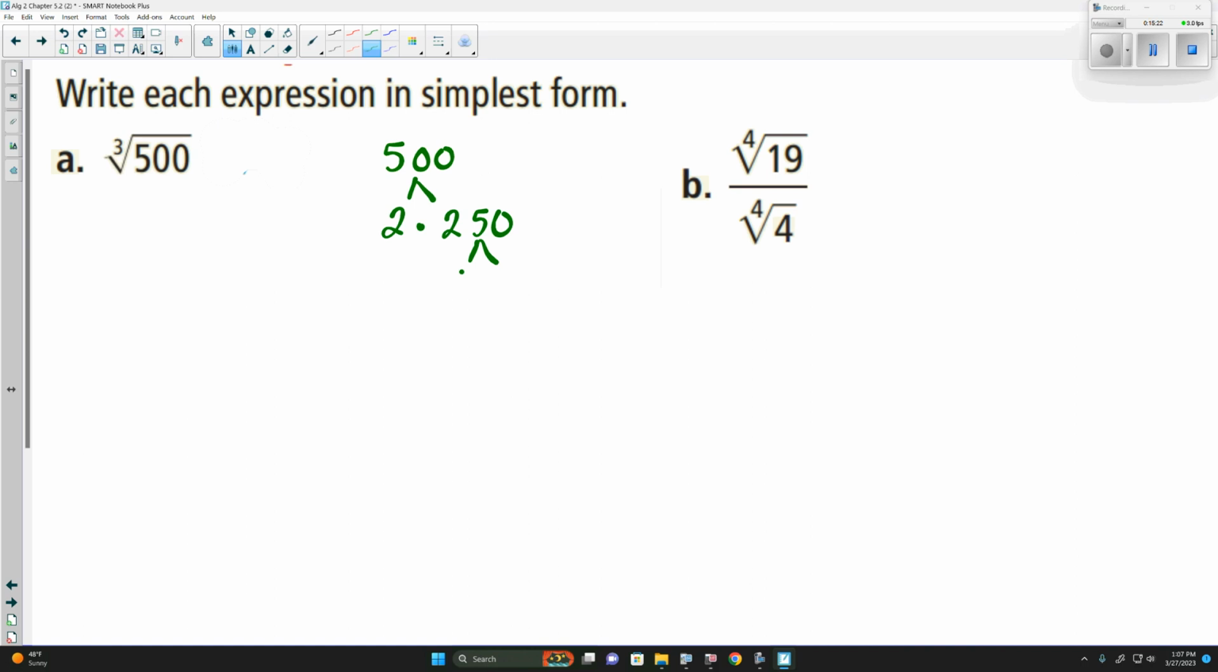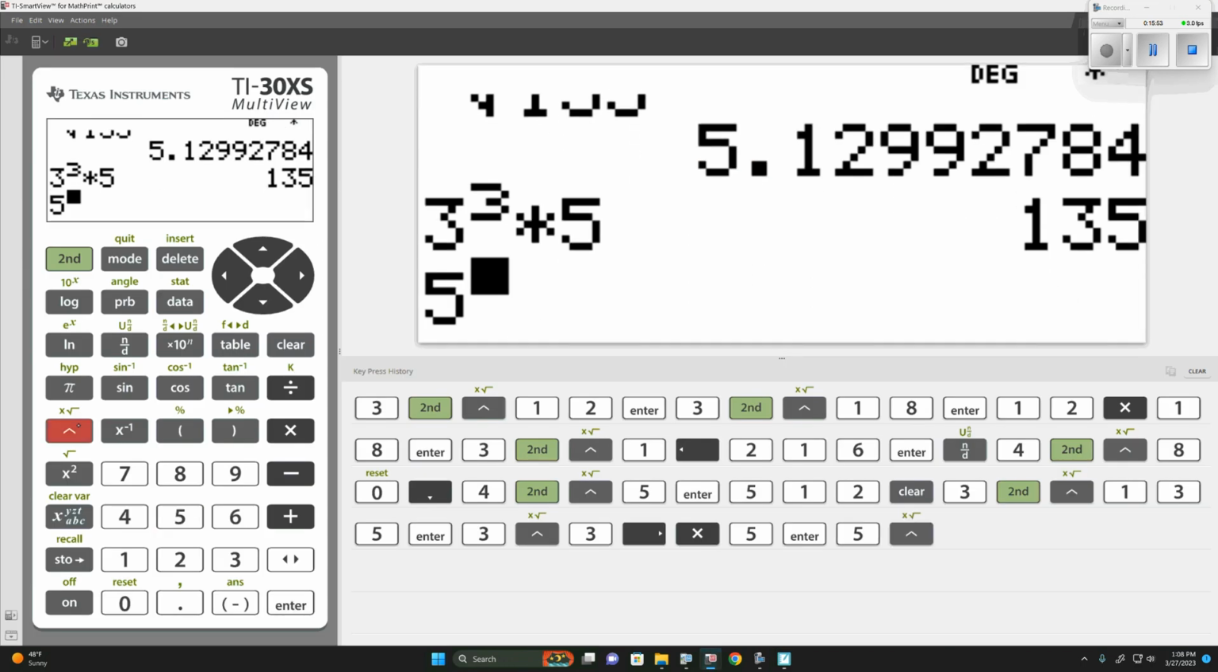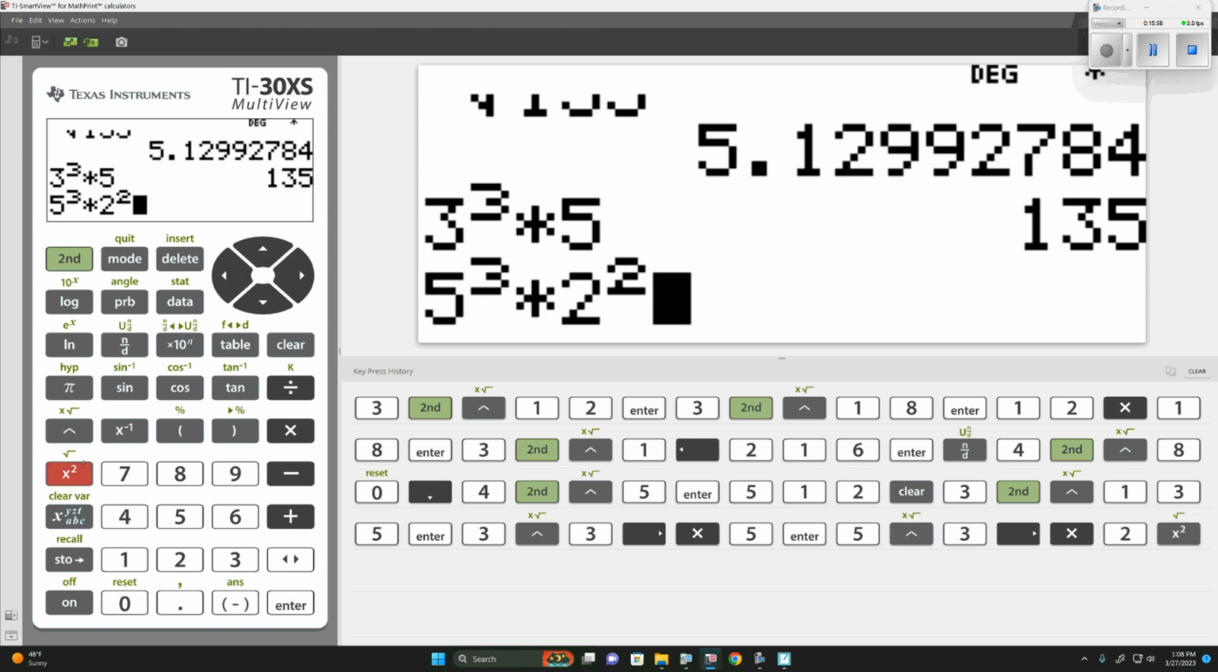250, what will go into it? 2 won't go into 125, but what will? 5. Be 5 and 25. 25 is? And 5. So 500 is the same as 5 cubed times 2 squared. If we could do that in a calculator just to make sure, 5 to the third times 2 squared is indeed 500. We got the right number.